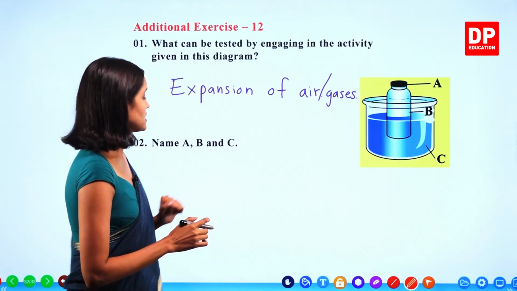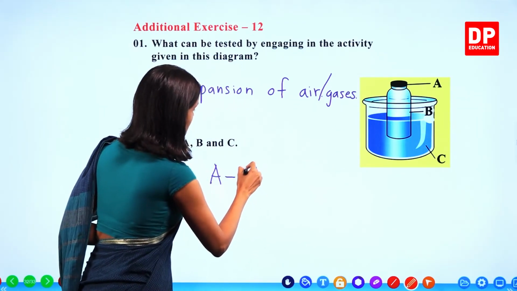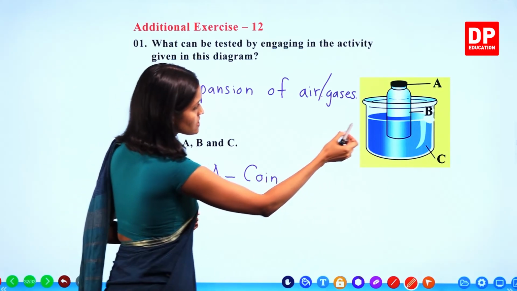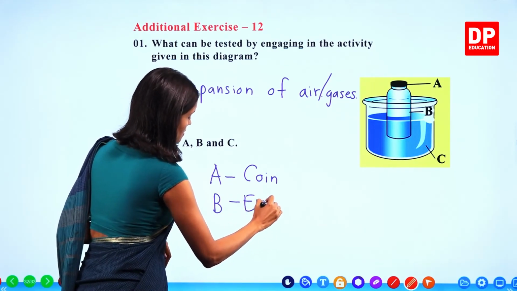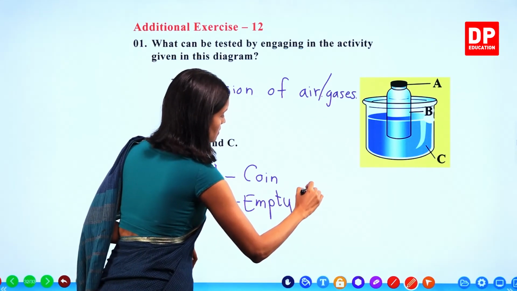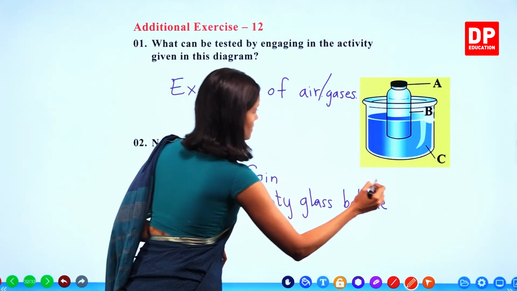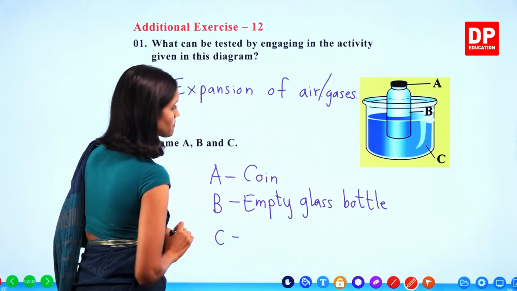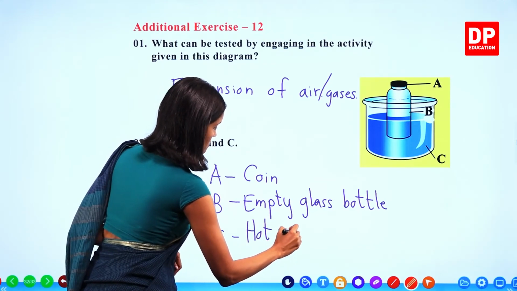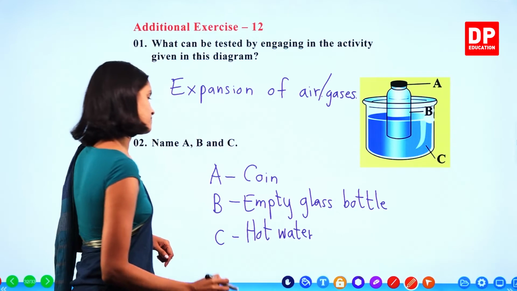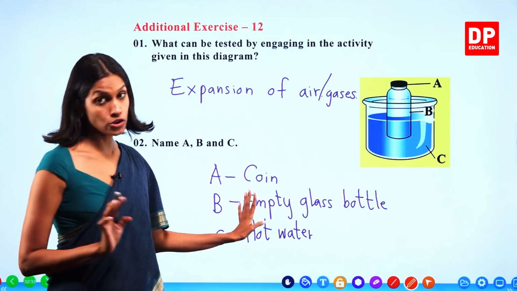Name A, B and C. What is A? A is the coin. What is B? Empty glass bottle. What is C? Hot water. Right? A is the coin, B empty glass bottle, C hot water.